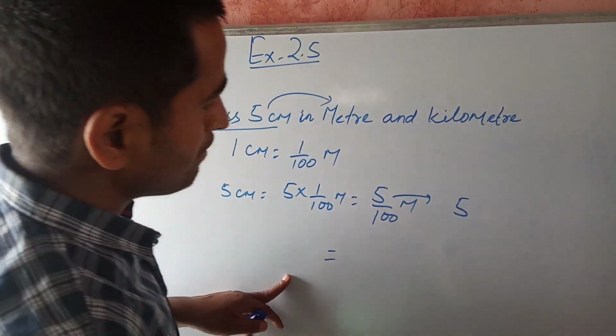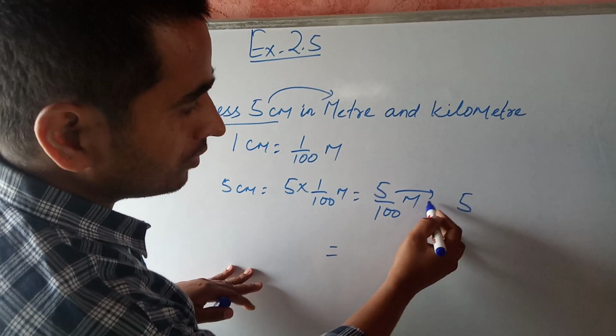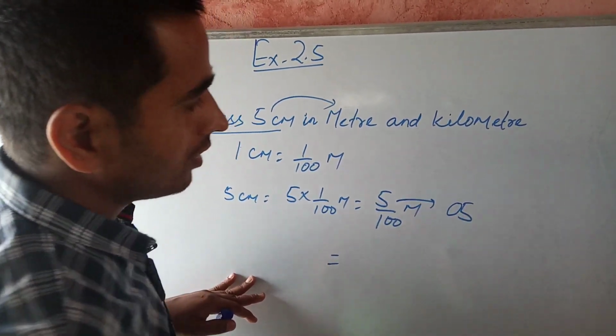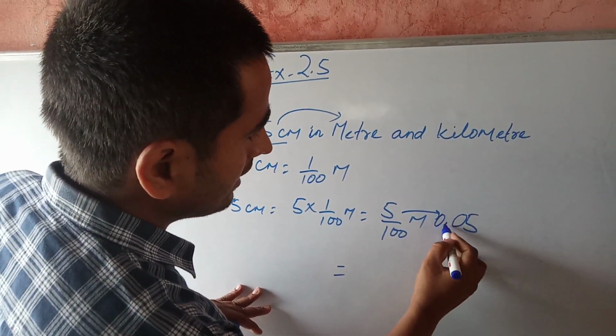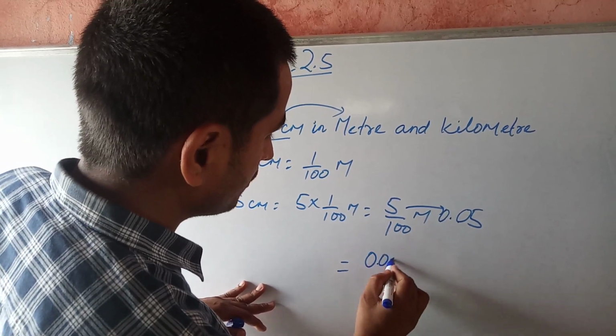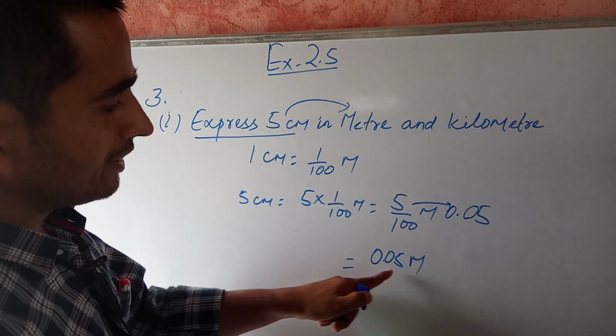First write this value, 5. In the denominator there are two zeros, so after two digits we put the decimal. Here is one digit, so write 0 here and then put the decimal. So 0.05 meter. So 5 centimeter is equivalent to 0.05 meter.